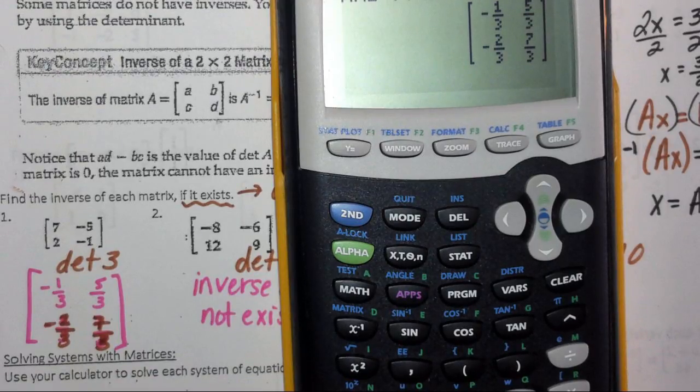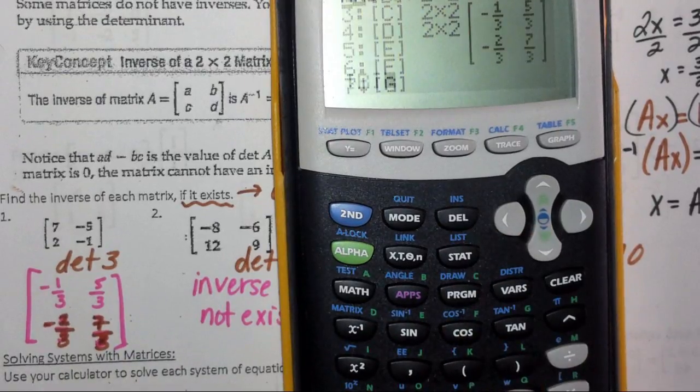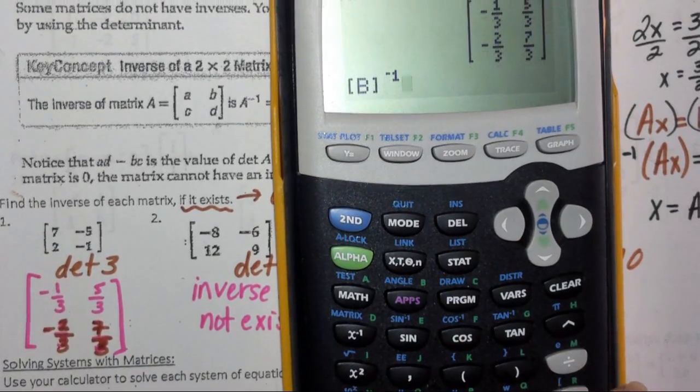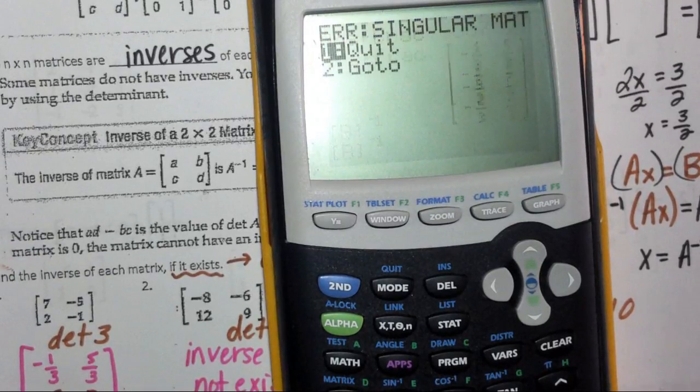Okay, just to prove a point to you, if I do second matrix, I tell it B, and then I tell it B inverse, even though I know it's not possible and does not exist, my calculator tells me there's an error. So if your calculator gives you an error, either 1, you typed stuff in wrong, or 2, you were never supposed to do that problem anyway because it didn't exist.